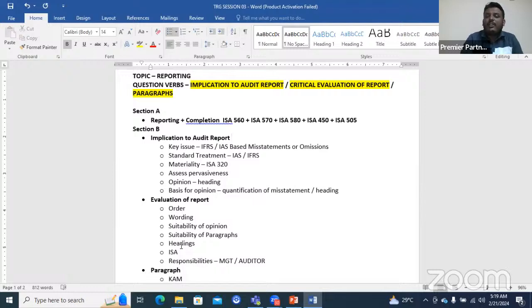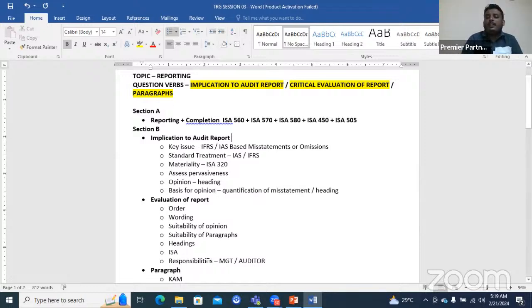But in the audit report extract given to you in the exam, it says that the auditor is primarily responsible for fraud. It is wrong. It is non-compliance with ISA 240. Therefore, you should be able to criticize that. So for that, you should know the standard. You should use that when you are critically evaluating the report.